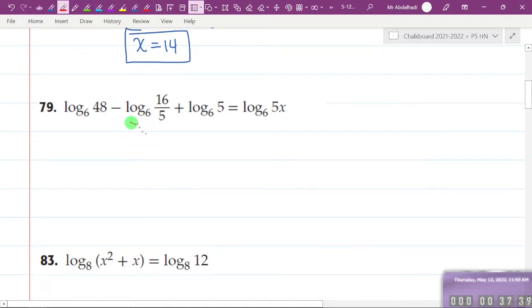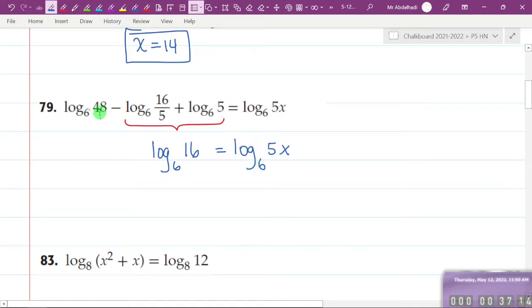I'm going to do the last 2. I'm going to do these first. Okay? That's going to be a product. And I'll be multiplying 16/5 times 5. What's going to happen to the 5s? They're going to cancel out. So these 2 just become log base 6 of 16. So that's a little bit easier. I'll do that. This side is still log base 6 of 5x.